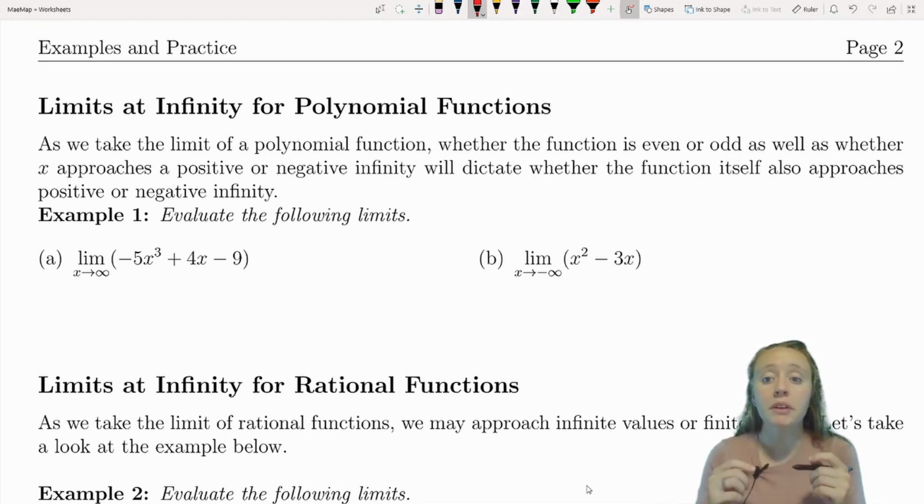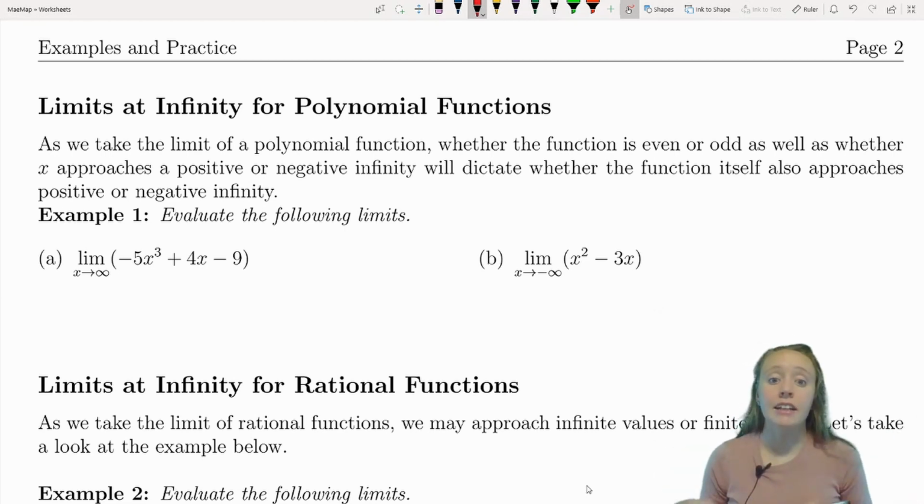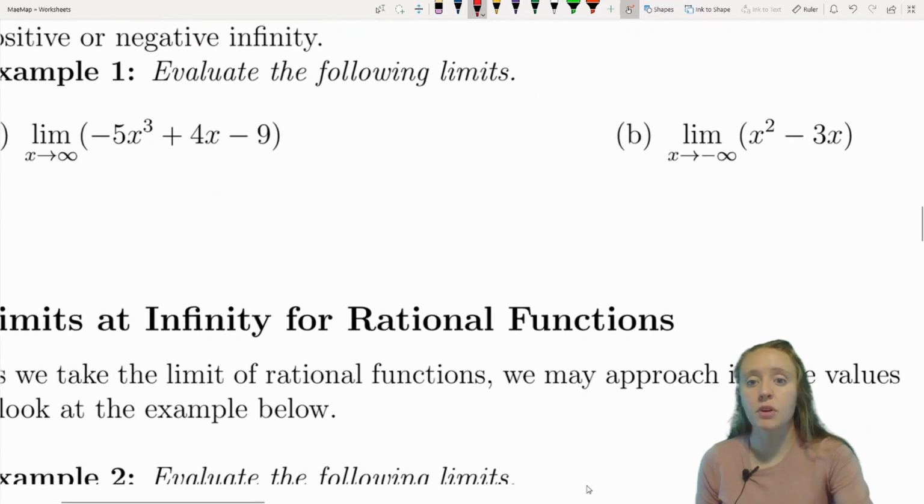So that's where we're going to go towards either an infinity or negative infinity as x approaches infinity or as x approaches negative infinity. It all depends on the degree of that polynomial as well as the sign of the coefficient with that highest degree. So let's jump into 1a, explaining this a little more in depth.